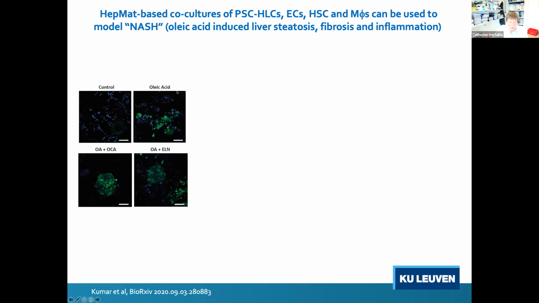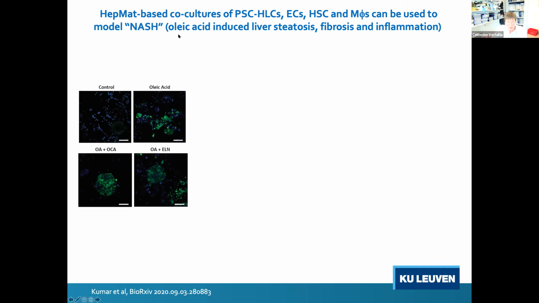Interestingly, when we look at these cultures, we then test whether this model can be used to test drugs that would counteract NASH, and we used obeticholic acid. Obeticholic acid is one of the only 2 drugs that is now more or less approved by FDA as a medication against non-alcoholic steatohepatitis. Then we tested a second drug, elafibranor, which was very suggestive to work in preclinical studies, but also in phase 2 clinical studies. But unfortunately, in phase 3 clinical studies, this failed.